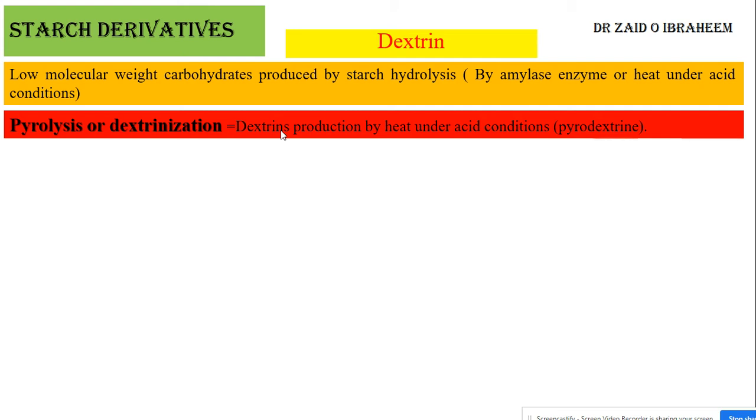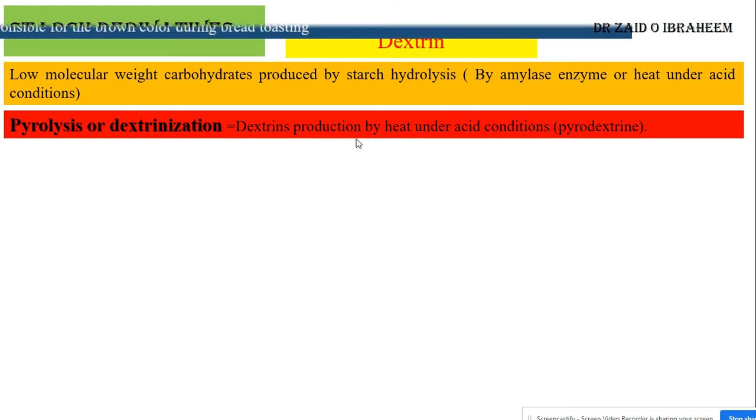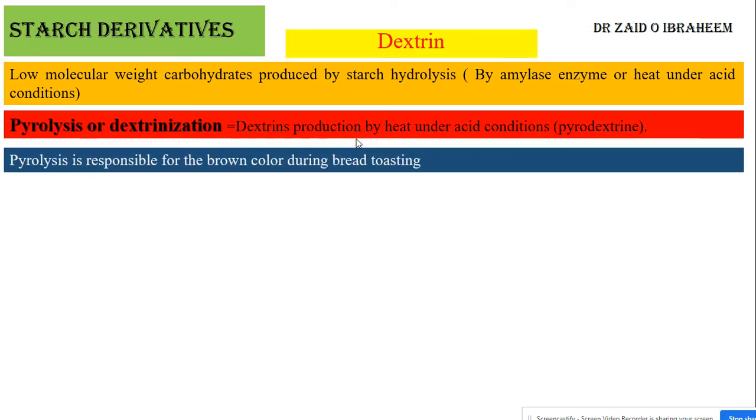Dextrins produced by heat and acid are called pyrodextrins. Pyro is a prefix that refers to heat, so pyrodextrin means the dextrin that is produced by thermal methods, meaning through the application of heat and acid. Pyrolysis, of course, is also responsible for the brown color of bread during toasting.